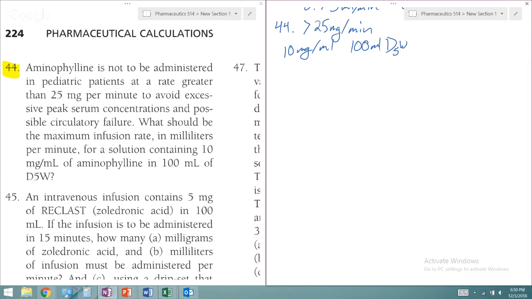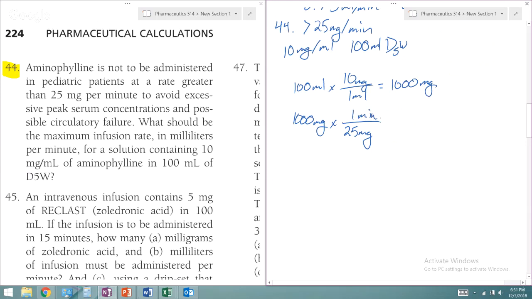So take our 100 ml, figure out how many milligrams are in this whole entire bag. And so we find that that is 1,000 milligrams. And then we're going to take that 1,000 milligrams and find out how many minutes that we can infuse that. So 25 milligrams for every 1 minute. And so we find that that is 40 minutes. And then you take your 100 milliliters and divide it by 40 minutes to find your milliliters a minute. And you find that that is 2.5 milliliters a minute.